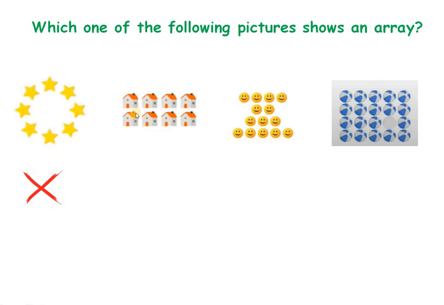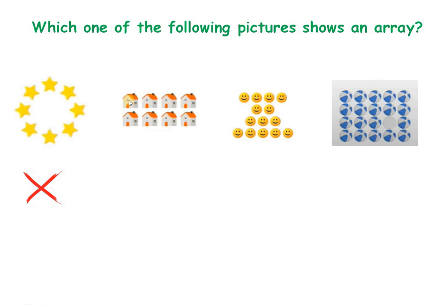The second picture shows houses, and in this picture there is 1, 2, 3, 4 in the first row, and 1, 2, 3, 4 houses also in the second row. So we have to make sure there is an equal number in each row and in each column too. Let's find out the number of houses in each column.